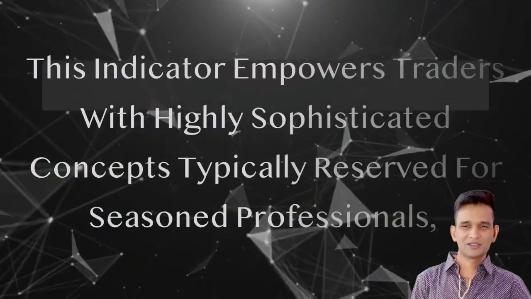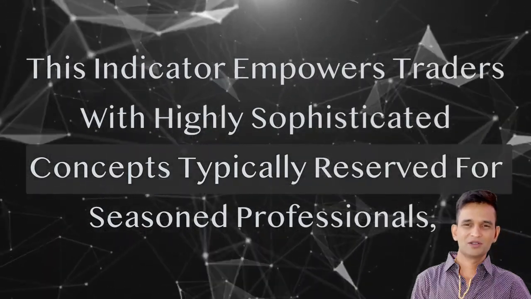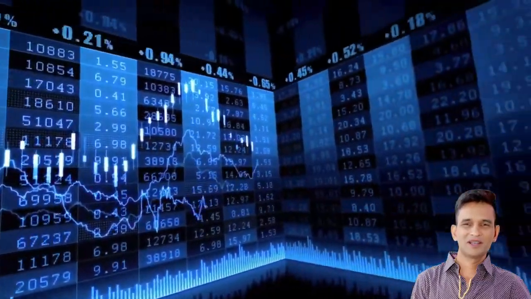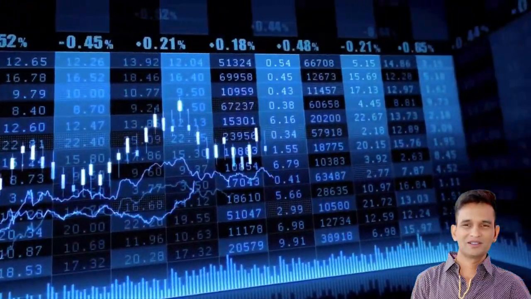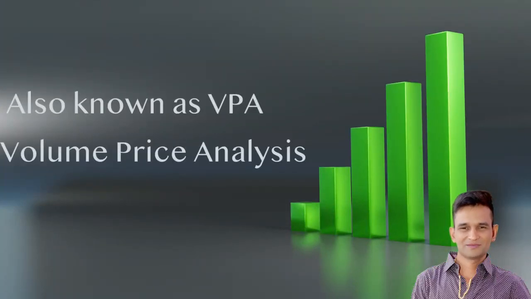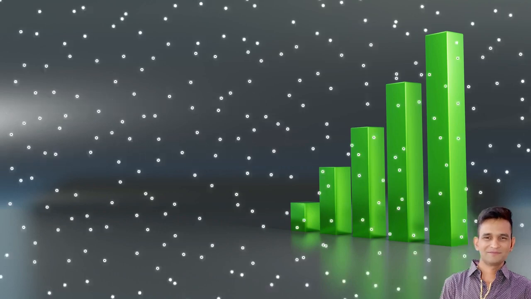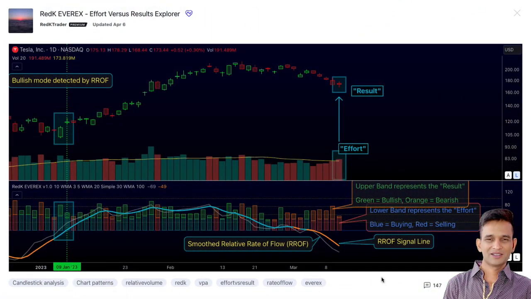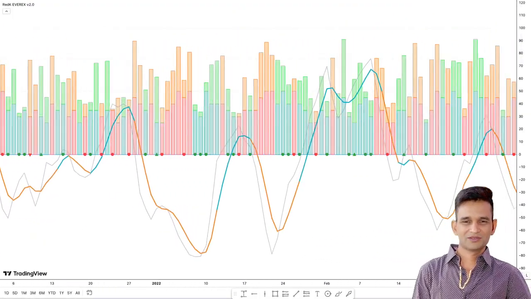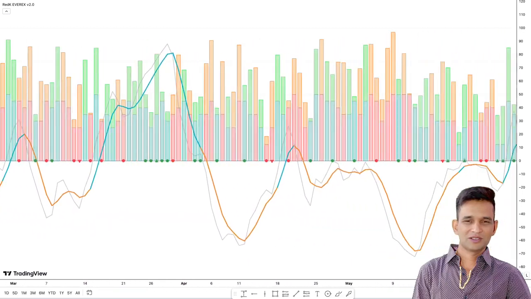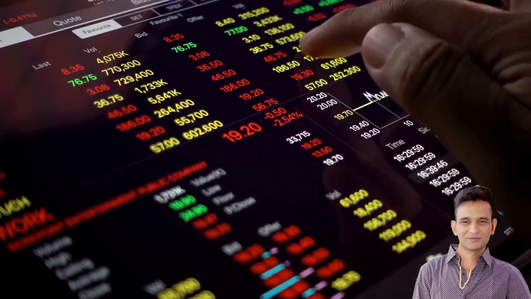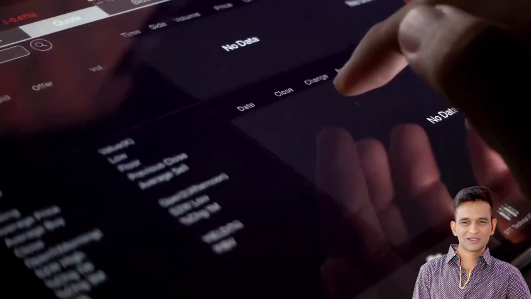This indicator empowers traders with highly sophisticated concepts typically reserved for seasoned professionals, enabling them to trade with unwavering confidence and maintain consistent profitability. These concepts include volume price analysis, also known as VPA, and the Wyckoff law of effort versus results. The indicator we are talking about is the Wyckoff Effort versus Results Explorer. This indicator combines and displays the previously mentioned powerful concepts in order to make it easy to understand how they can be used and read, allowing both beginner and advanced traders to potentially enter into extremely profitable positions.